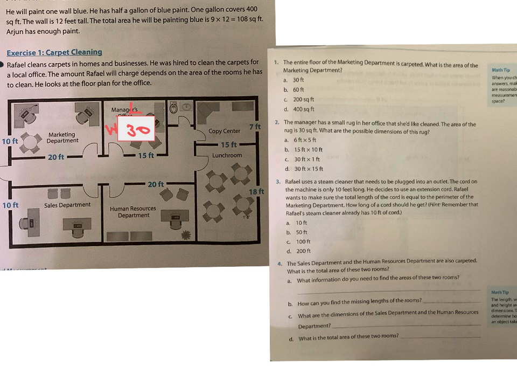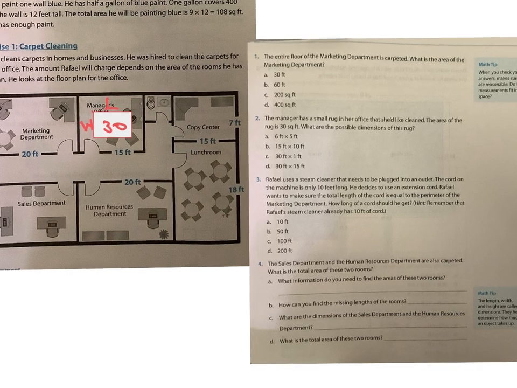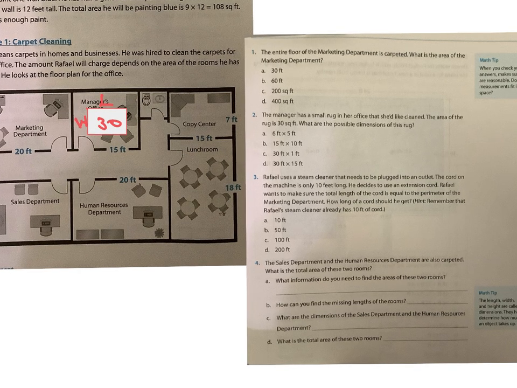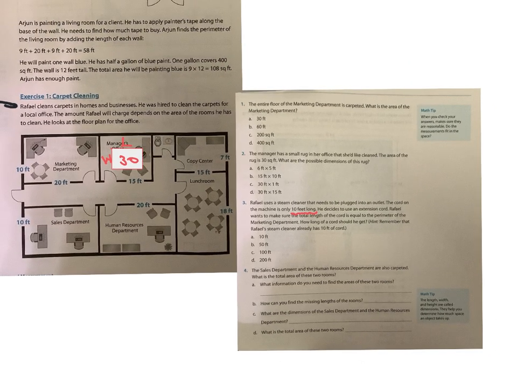Number 3. Raphael uses a steam cleaner that needs to be plugged in an office. The cord is 10 feet long. He decides to use an extension cord. Raphael wants to make sure the total length of the cord is equal to the perimeter of the marketing department, which is really dumb. I don't know why that would matter, but he does. So he wants it the length of the perimeter of the marketing department.